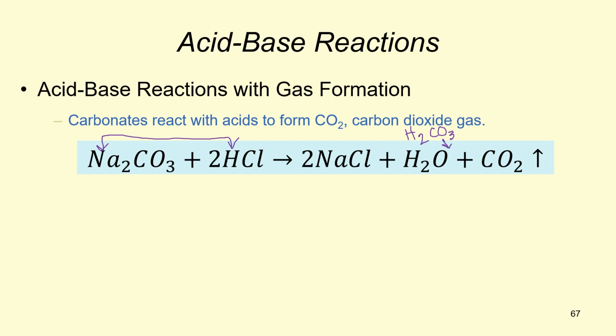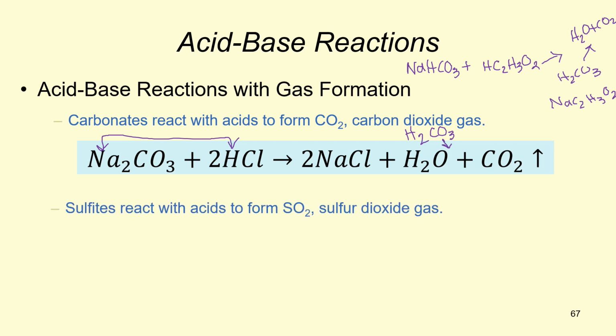When we have baking soda and vinegar, the baking soda is NaHCO3 and vinegar is HC2H3O2. That's acetic acid. Again, the H's swap. We get H2CO3 and then NaC2H3O2. And the H2CO3 breaks apart into H2O and CO2.